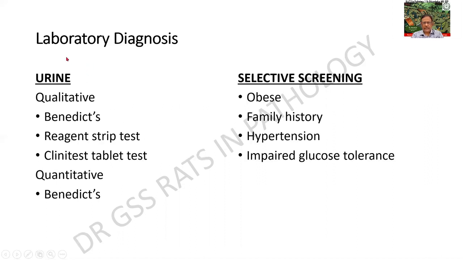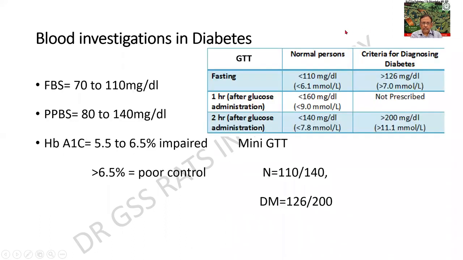The laboratory diagnosis can be the urine examination and the blood examination. In the urine, you do what is called a Benedict's test. Then there can be a reagent strip test or a Clinitest tablet test. By this, we'll be able to find out the reducing substances in the urine. There is also a quantitative or a semi-quantitative Benedict's. So this can be done in the urine. And whom will you do? Any patient who has obese stature, family history, hypertension, or impaired GTT can be subject to routine investigation.